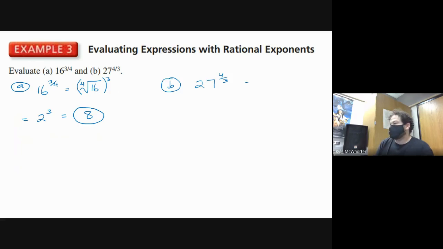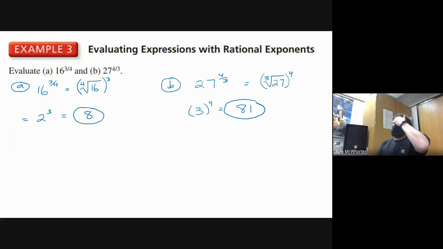For part B, the denominator of our exponent fraction is a 3, so we're doing the cube root of 27, and that gets raised to the fourth power. Cube root of 27 is 3, and 3 to the 4th power, 3 times 3 times 3 times 3, is 81. So when you see a fraction power, you do the bottom, the denominator, as the root, and then you raise it to the power of the numerator.